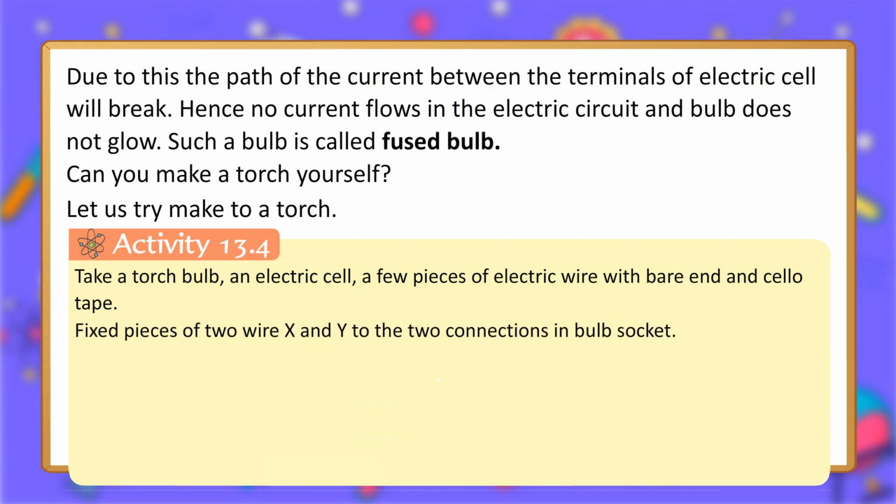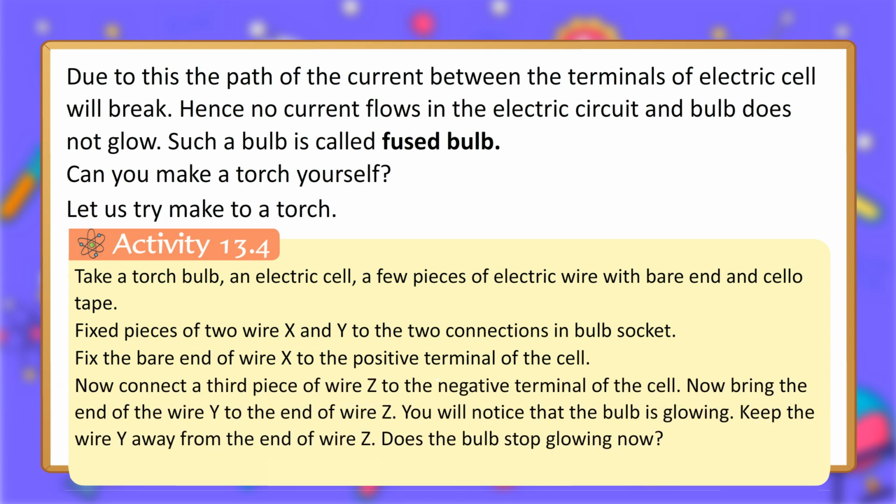Fix pieces of two wires, X and Y, to the two connections in the bulb socket. Fix the bare end of wire X to the positive terminal of the cell. Now connect a third piece of wire Z to the negative terminal of the cell. Now bring the end of wire Y to the end of wire Z. You will notice that the bulb is glowing. Keep wire Y away from the end of wire Z. Does the bulb stop glowing now?